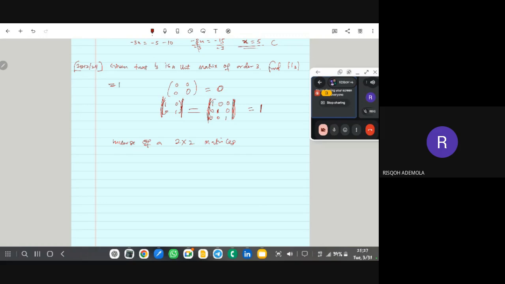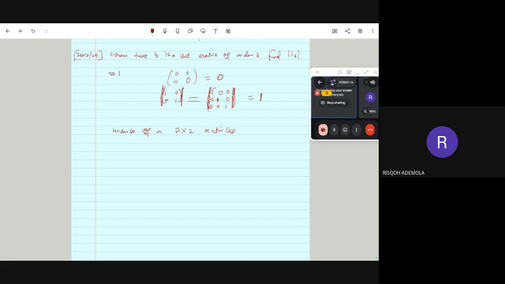Dan would not ask you beyond the inverse of a 2 by 2 matrix, because to get the inverse of a 3 by 3 matrix is not child's play. It's not difficult, but it has processes. And they know that you can't use 1 minute to solve that question. So they would rather ask you the inverse of a 2 by 2 matrix than a 3 by 3 matrix. Do you understand?